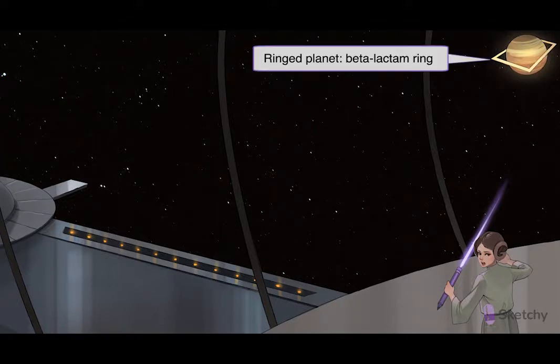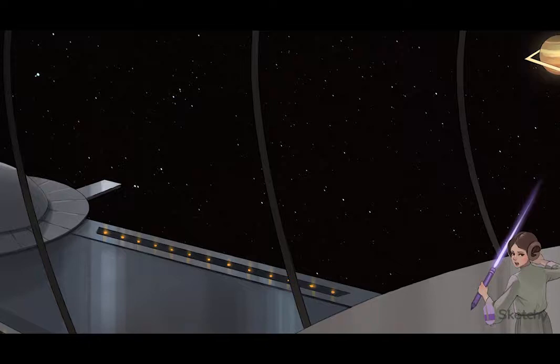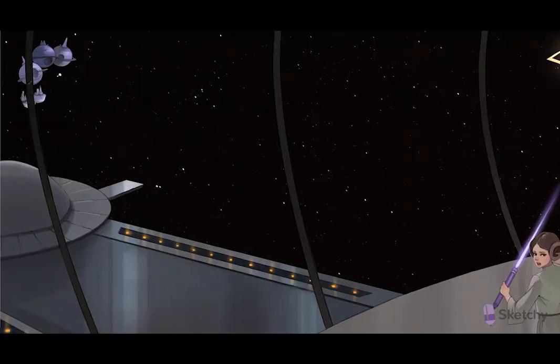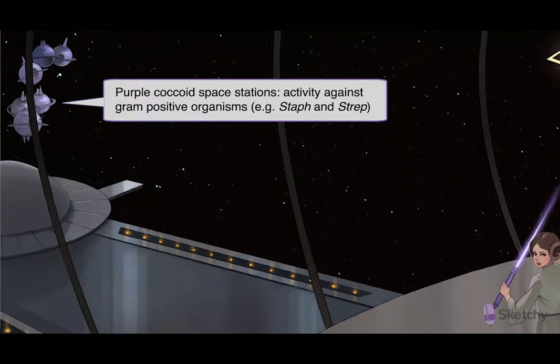See that beta-lactam ring? Penicillins, like all beta-lactams, interfere with the transpeptidation reaction of bacterial cell wall synthesis. So because they act on the cell wall, think of them working well against that thick, gram-positive peptidoglycan wall. In general, penicillins have greatest activity against gram-positive organisms, like staph and strep, represented here by these purple coccoid space stations in clusters and chains, kind of like staph and strep colonies.